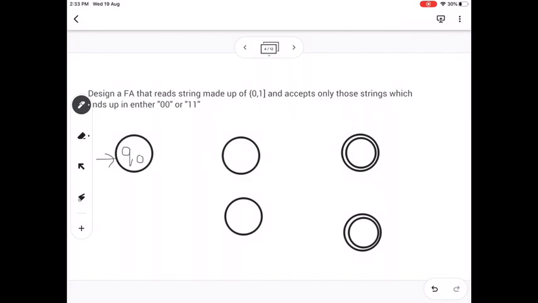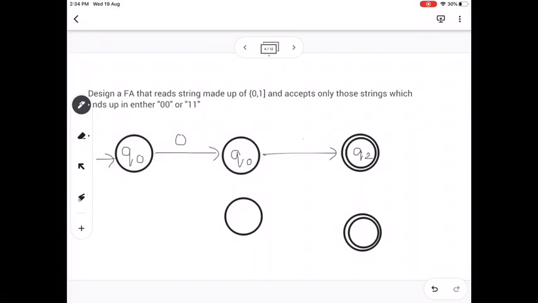So the number of states for finite automata should be minimum. If you are using minimum states, it means you are using minimum memory. Okay, so always remember that. So from Q0 to Q1, and then I will mark this as Q2. First I have drawn for 0 0.